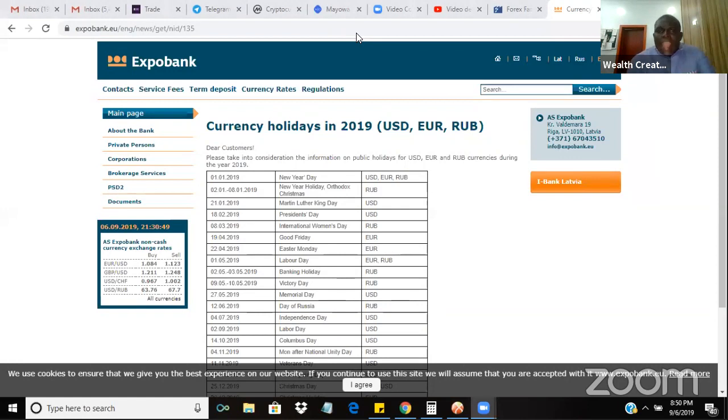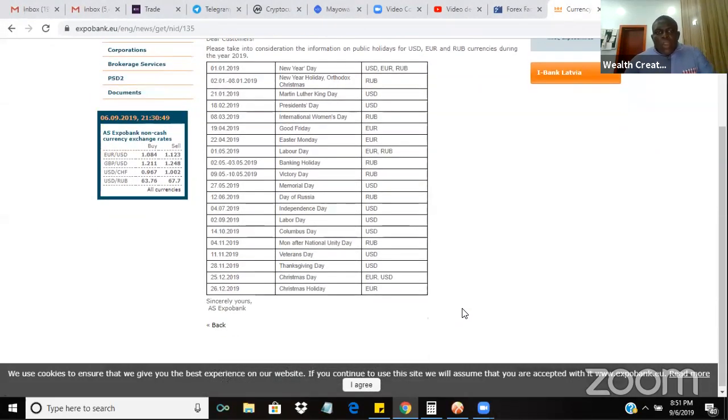This is Forex currency. This is Forex Holiday 2019. You need to have an understanding of what is going to be happening around the globe so that we will not get into it late.